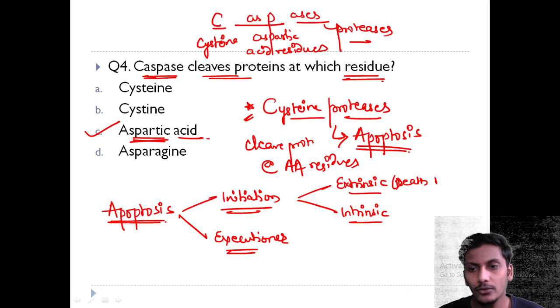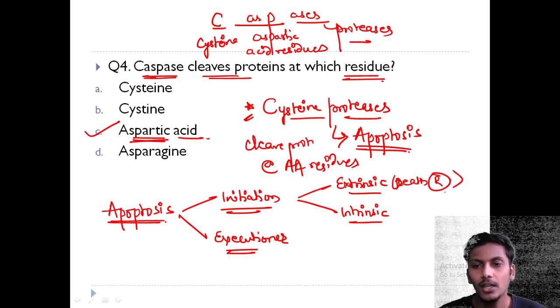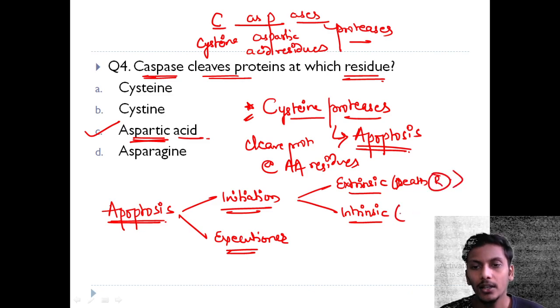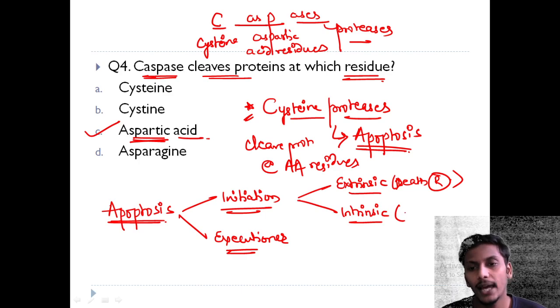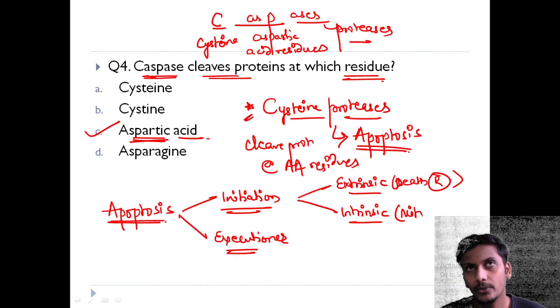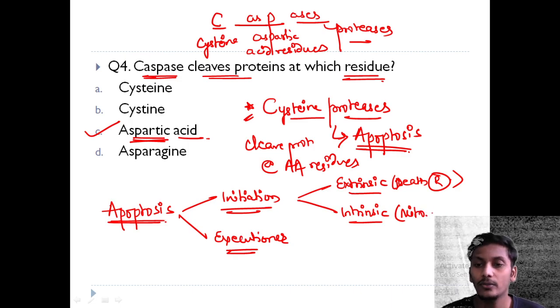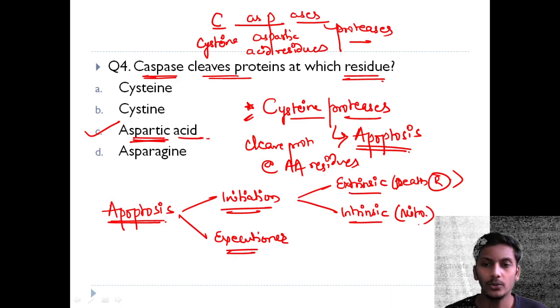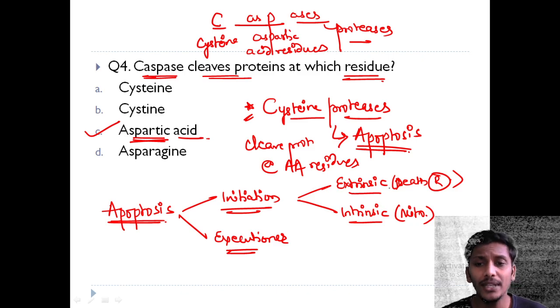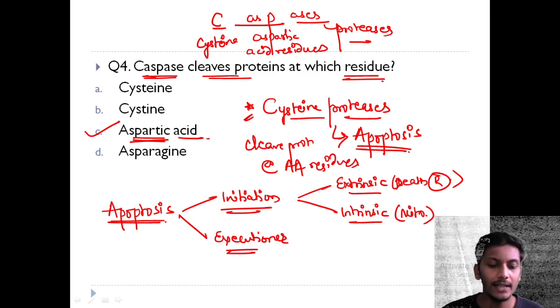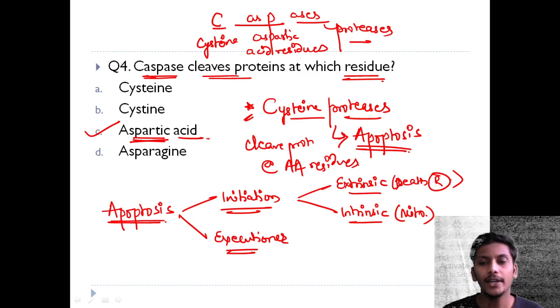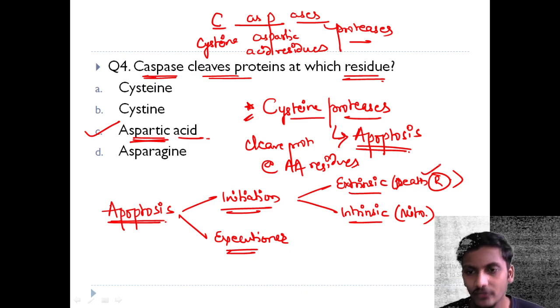Extrinsic pathway is also known as a death receptor pathway, whereas the intrinsic pathway is also known as what? Intrinsic pathway is also known as the mitochondrial pathway. Important one, right? So please remember, guys, why is the extrinsic pathway called the death receptor pathway? Because it occurs due to activation of these death receptors.